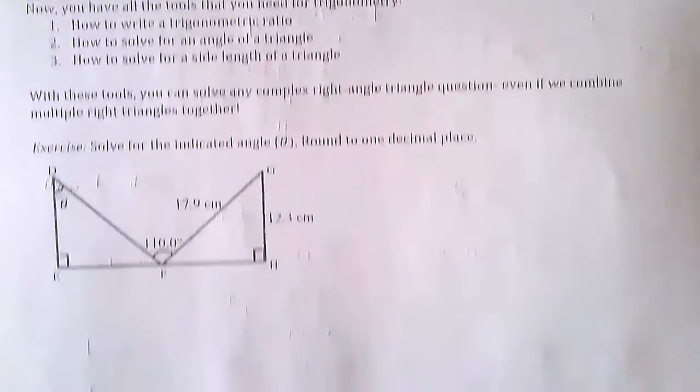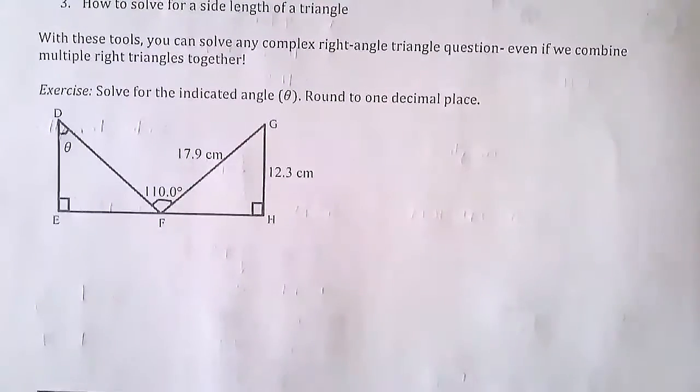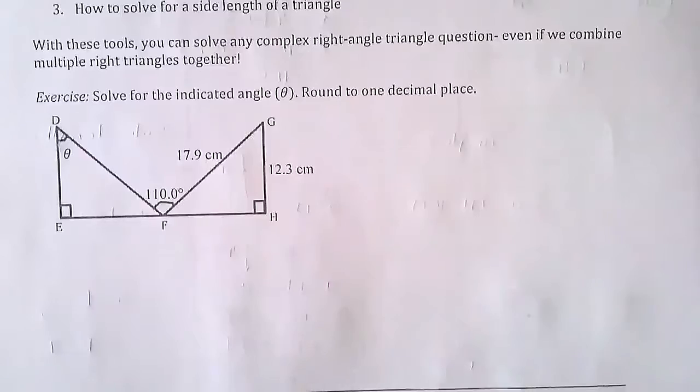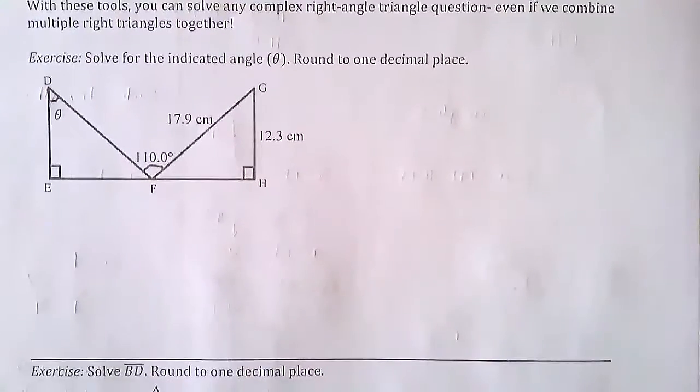So let's take a look here. It says exercise, solve for the indicated angle theta, round to 1 decimal place. So this looks complicated at first, but we're going to work through it slowly so that we can eventually get that particular angle.